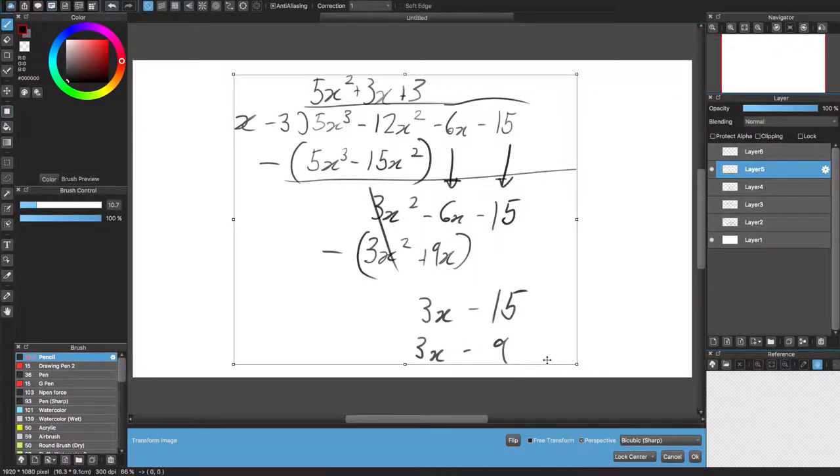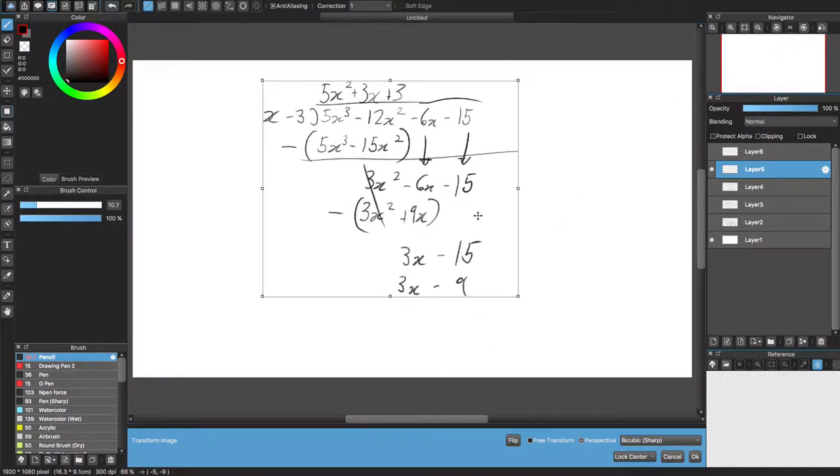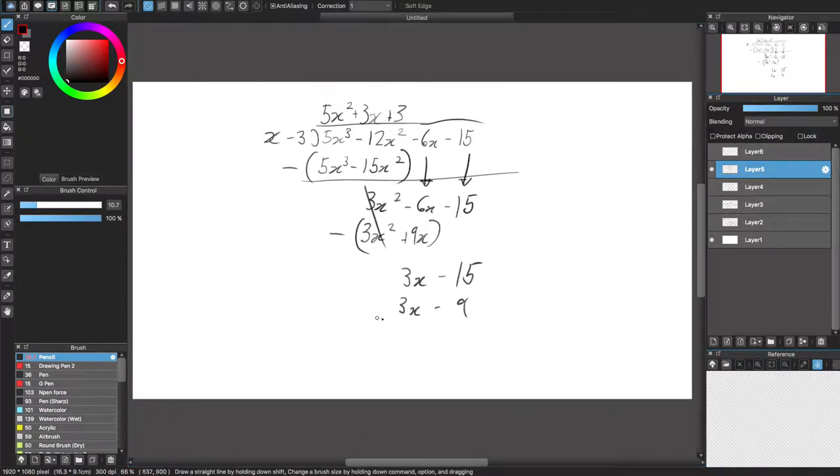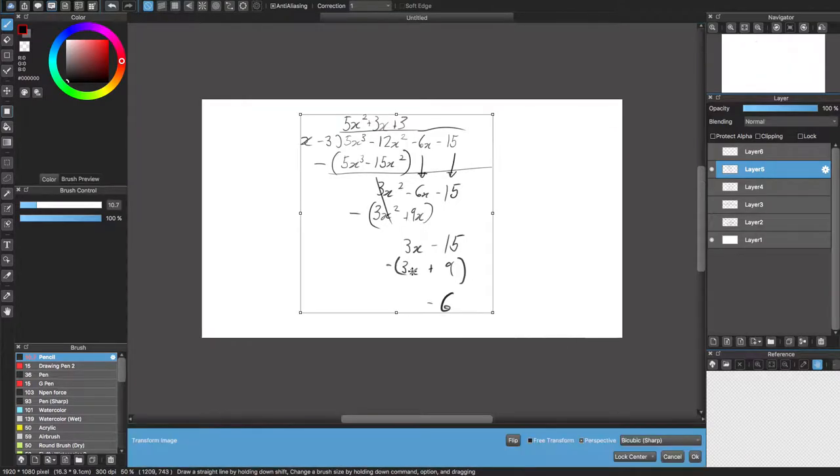Control T. Nearly done. Okay. So we're going to add that, because it's a negative, it's always a minus, so we add that up. And it becomes negative 9, negative 6, I'm sorry. Negative 6. So let's go rewrite it.